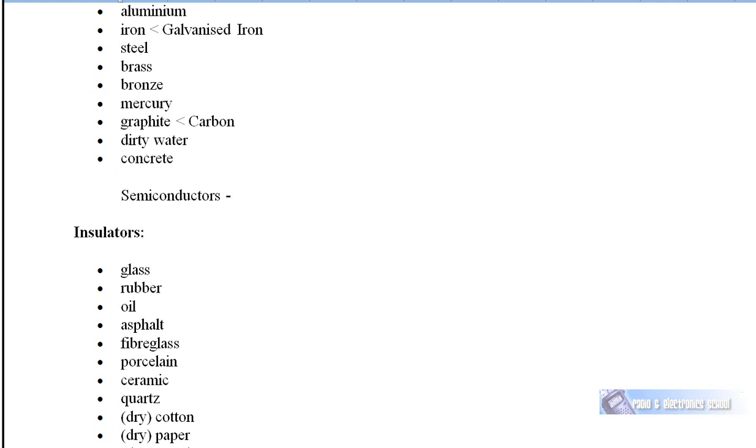And the two materials that you do need to know which are semiconductors are silicon and germanium. There are other semiconductors, but they are the most common ones. And we'll be doing a lot more on semiconductors in this course later on.